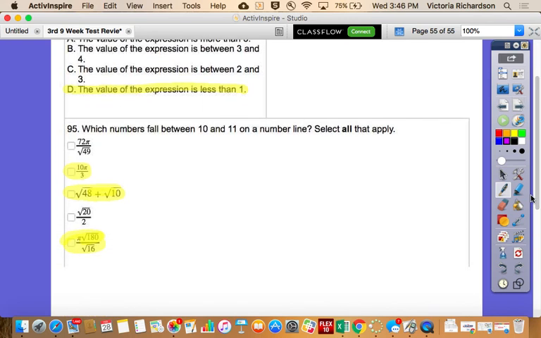And number 95, last question, which numbers fall between 10 and 11 on the number line? You would put each one of these in your calculator, and the answers are 10 pi divided by 3, the square root of 48 plus the square root of 10, and pi times the square root of 180 divided by the square root of 16.